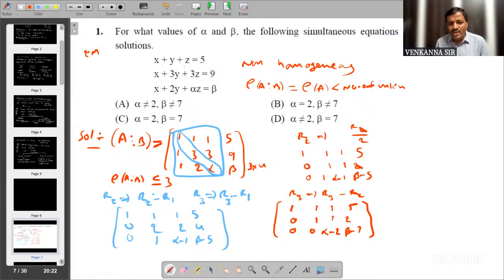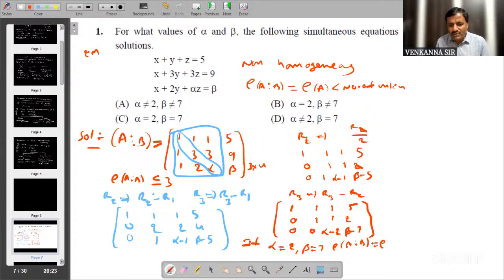How many unknowns do we have here? X, Y, Z, 3 unknowns are there. To satisfy an infinite number of solutions, both ranks should be equal and less than the number of unknowns, meaning a rank less than 3 is required. You get a rank less than 3 when alpha equals 2 and beta equals 7. If alpha equals 2 and beta equals 7, the last row becomes a 0 row. Then only 2 non-zero rows are left. In that case, what is the rank of the augmented matrix, and what is the rank of the A portion?